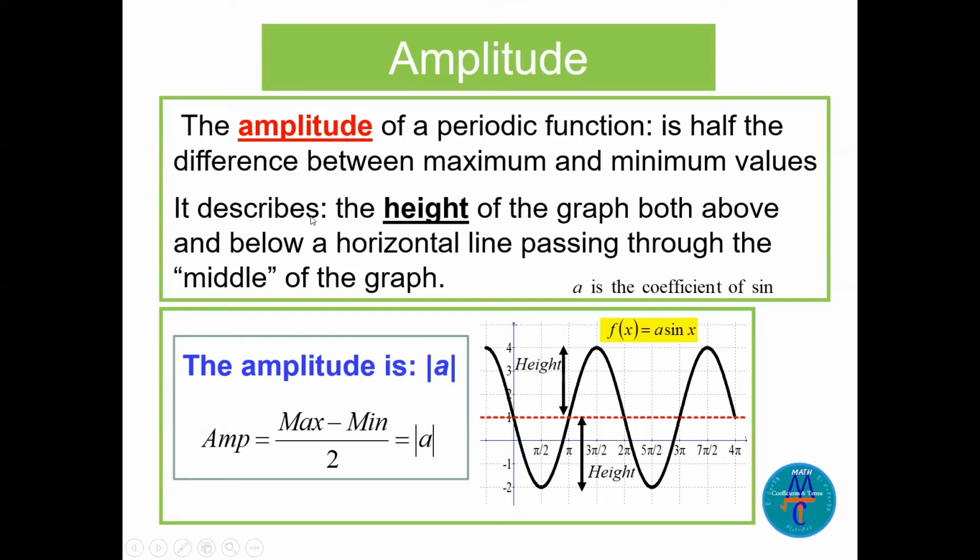Another way we can understand the amplitude is as the height of the graph above and below a horizontal line that goes in the middle of the graph. So if you just imagine a line in the middle of the graph, this height here is the amplitude, and this height here is the amplitude. It's a positive number.